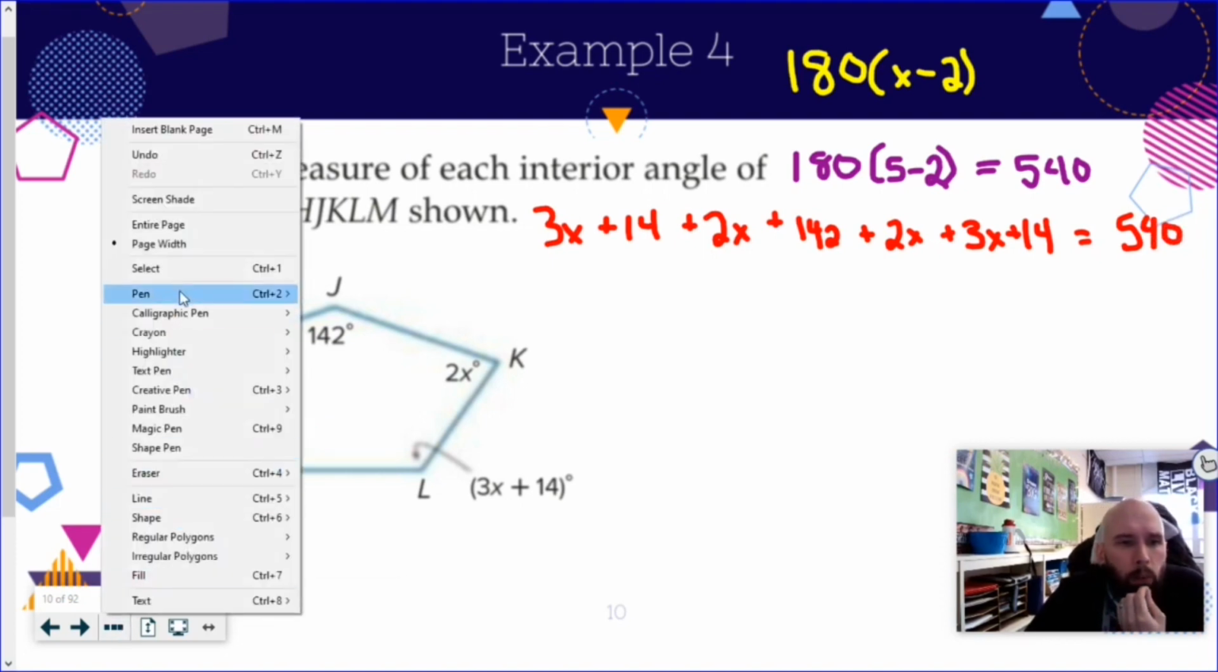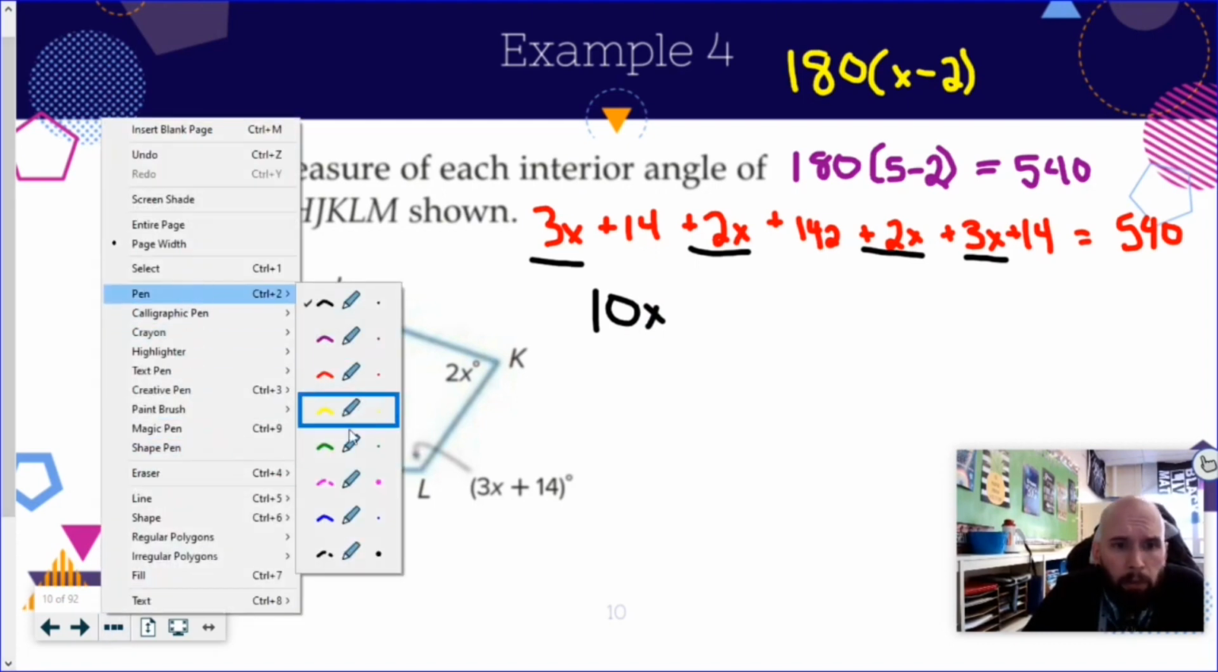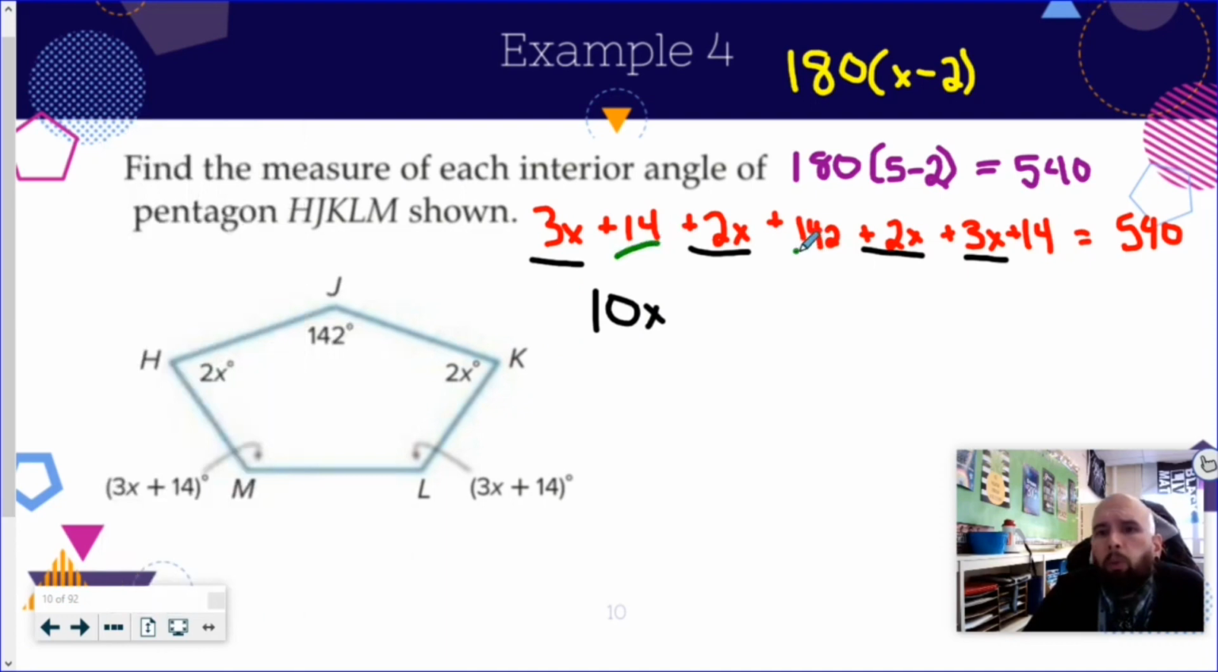So what do we have on the left here? Well, we have a whole lot of combining like terms, so I'm going to do just that. I have 3x plus 2x, which is 5x, plus 2x, which is 7x, plus 3x again, which is 10x. What a sweet combination. 10x is a type of sugar. Now what? Now I'm going to add regular old numbers there. I'm going to add these constants. 14 plus 142 is 156, plus 14 again is 170. So I have plus 170 equals 540.